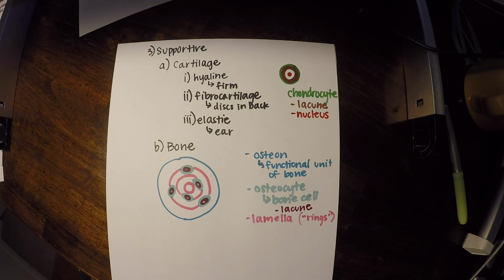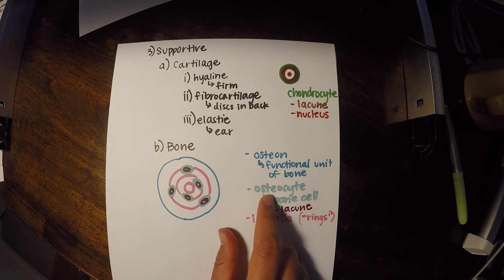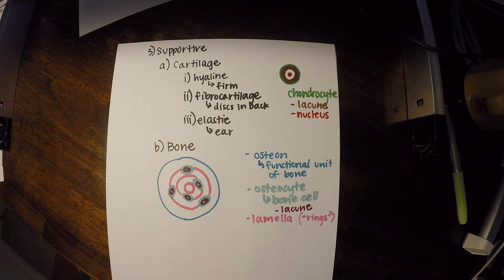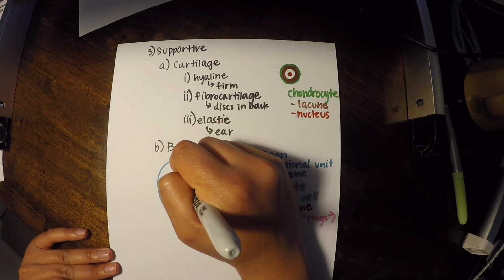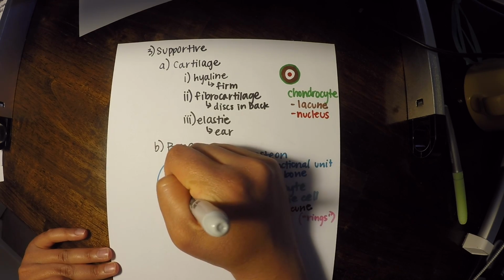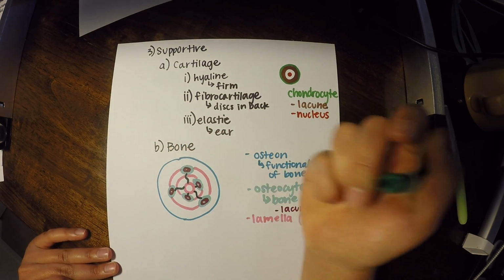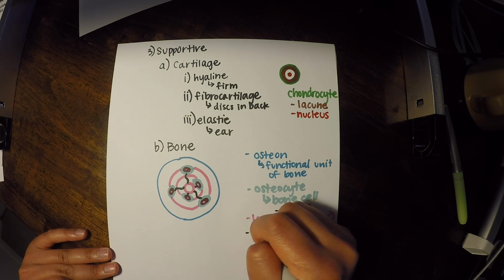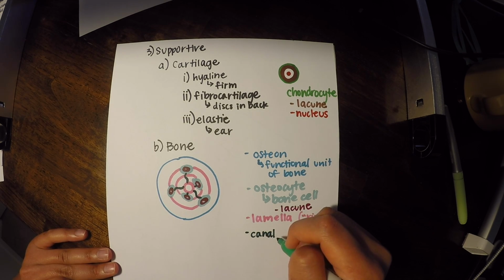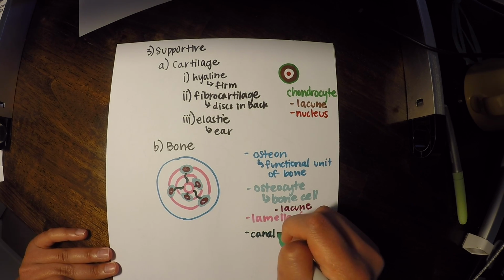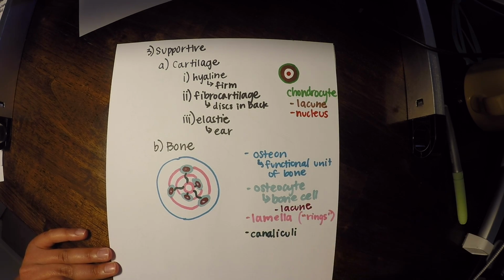So remember, I was starting to say that you also have canaliculi. I always say that wrong, but they're little canals that connect the osteocytes with the center of the osteon. So I'm going to draw those. They really do look like little canals, so I'm just going to do little squiggles here. And those are our canals. If you have trouble spelling it, it's canal and then iculi. Canaliculi. Little canals that connect.